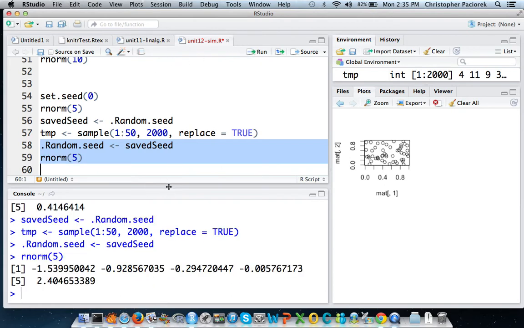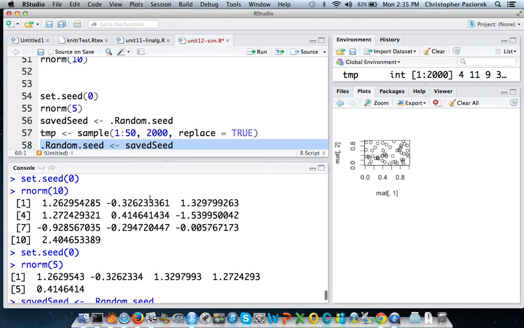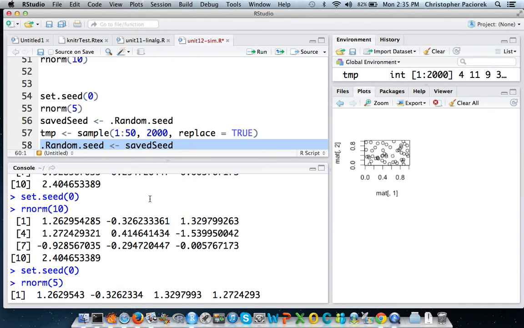And if I do this, what we'll see is, okay, the first 5 began with the 1.26, the next 5 began with a minus 1.539, and if I go up a little ways to when I generated 10 all at once, here's the 1.26 again, and here's the minus 1.539 again. So it's basically just breaking up those 10 that I generated into 2 chunks of 5, generating 5 at once, doing a bunch of other stuff and generating the next 5, but I basically have full control.